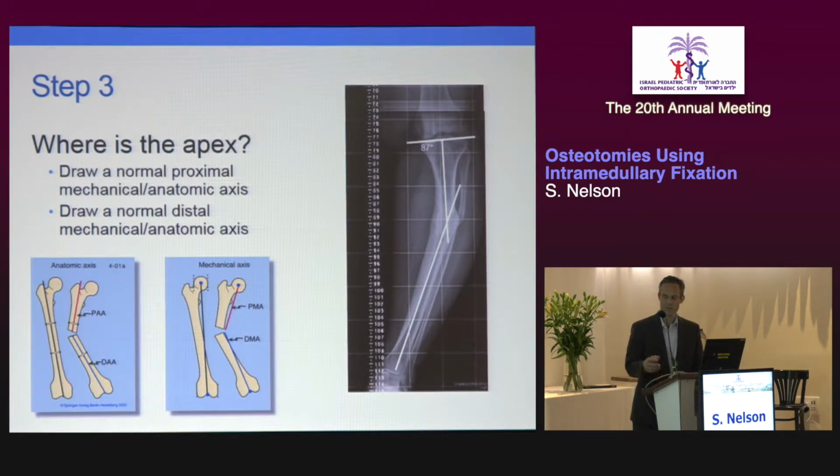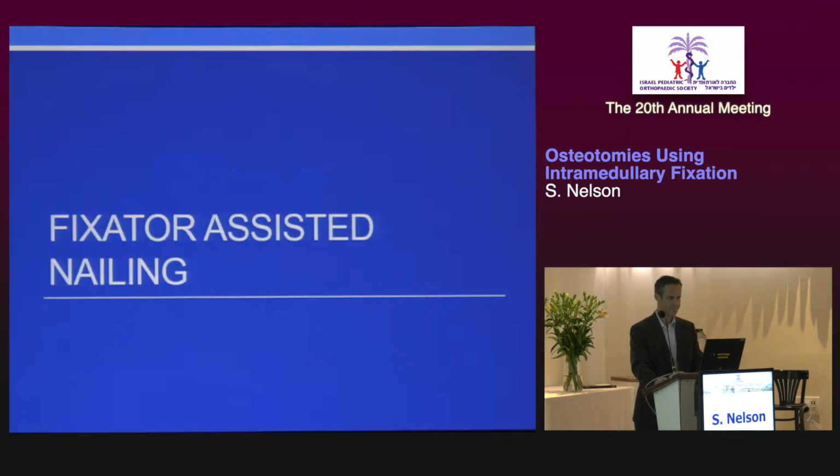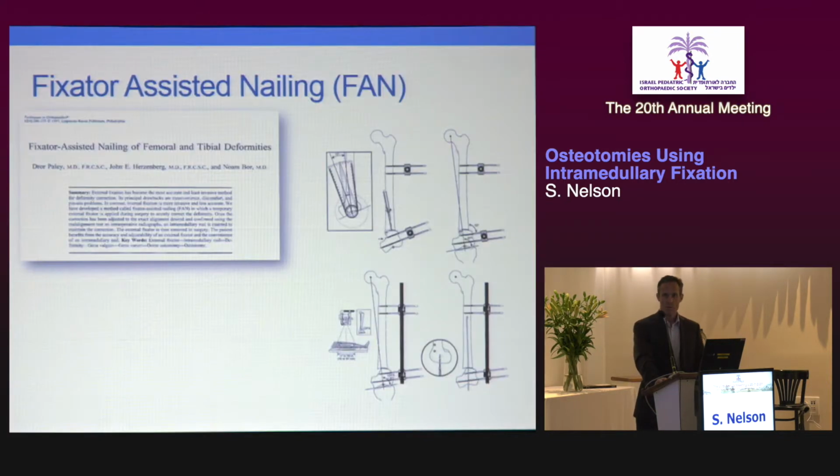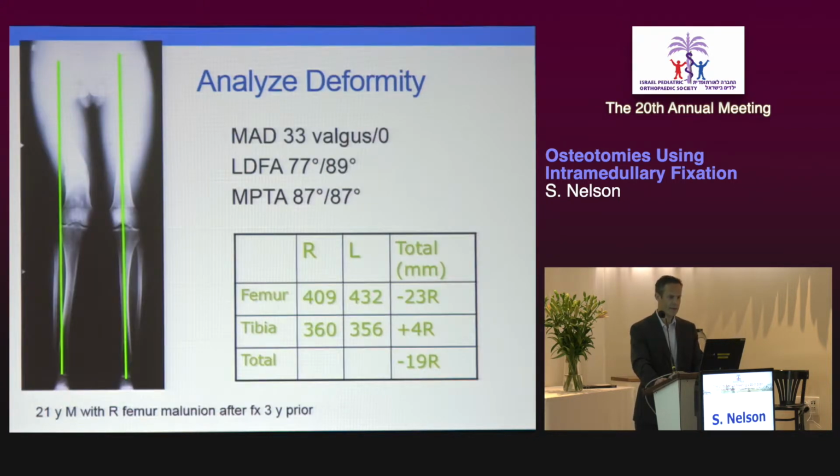And then the third step is defining where the apex is in the abnormal bone using the CORA or apex method. So we'll start by looking at a standard case of deformity using fixator-assisted nailing. This article was published by Herzenberg and Paley back in 1997 and really brought a great technique to light.